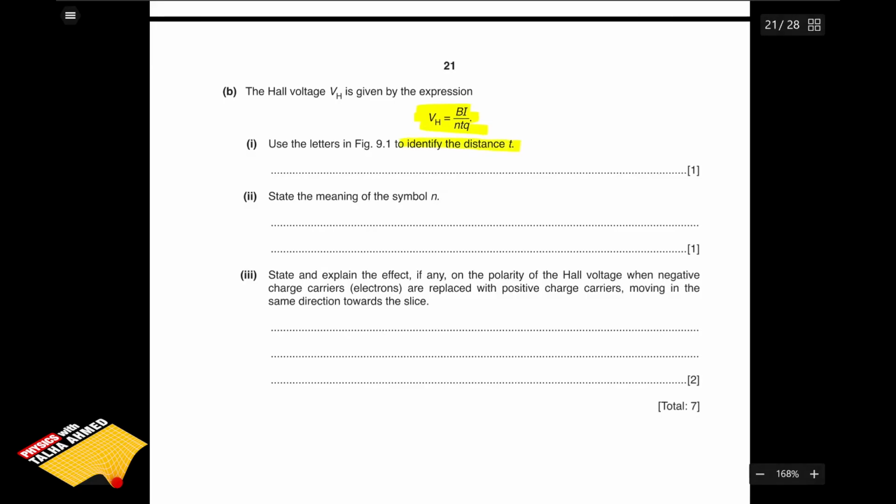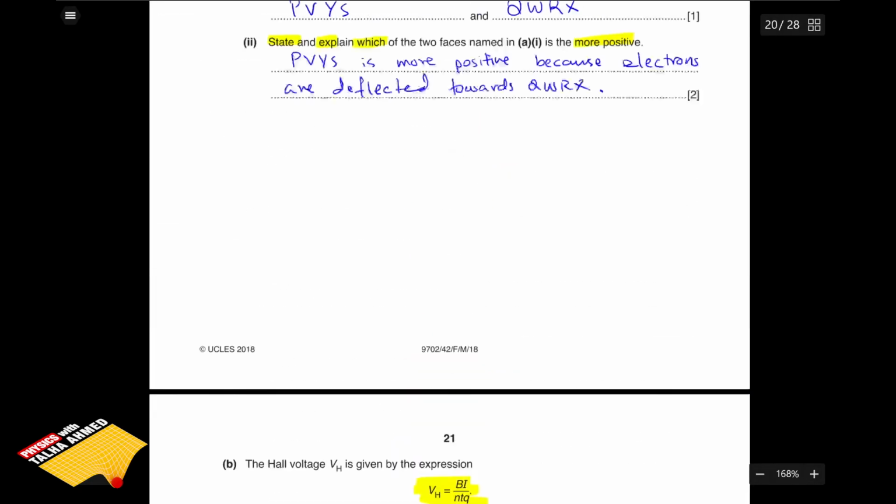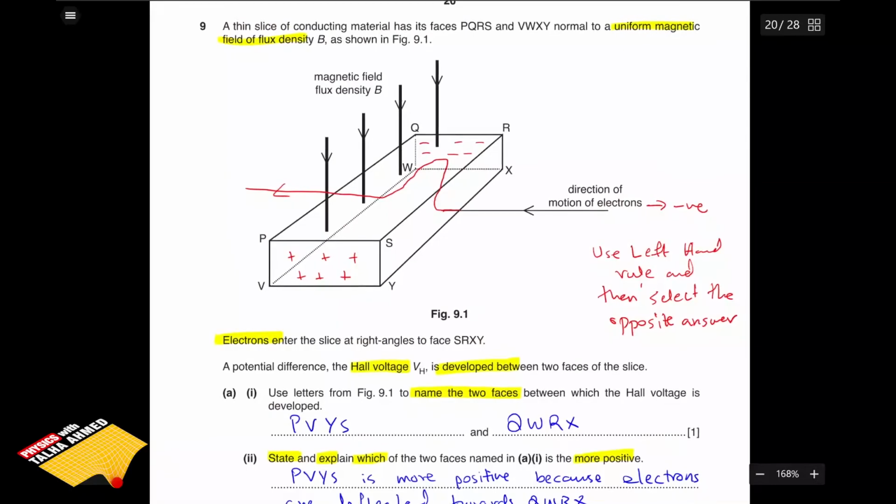So B is the magnetic field, I is the current, N is the number density of charge carriers, T is the thickness of the conductor, and Q is the charge on the charge carriers. So they're saying use the letters to identify the distance T.